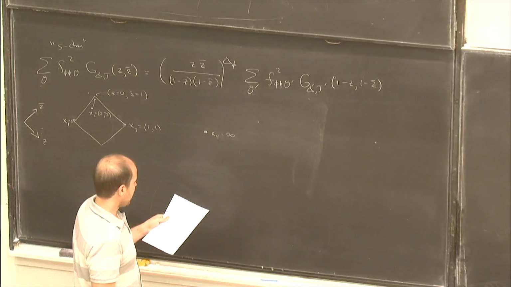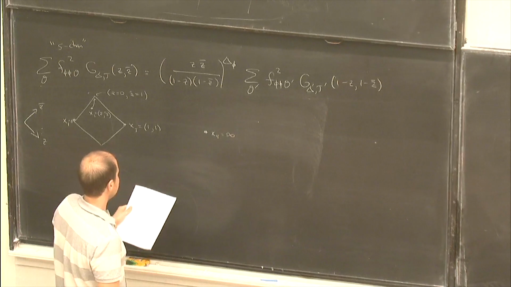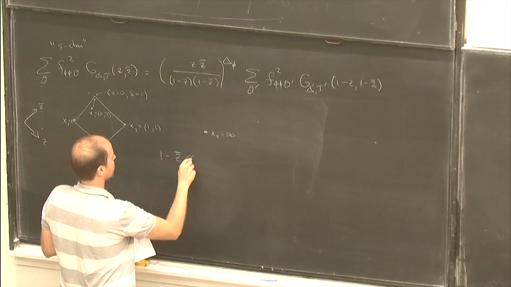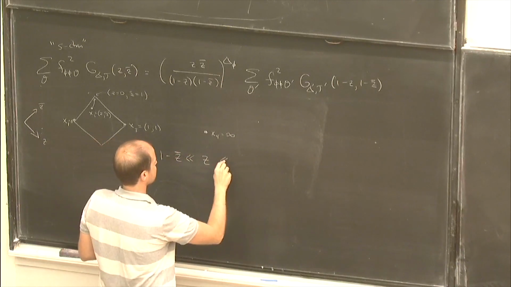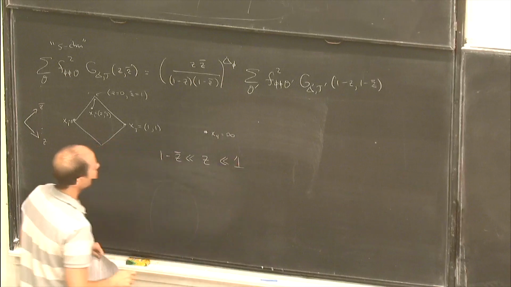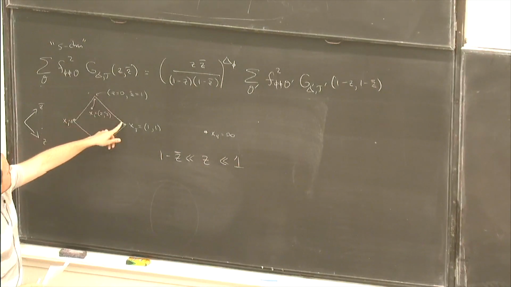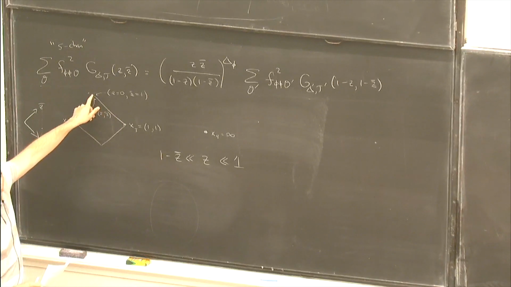So we're actually going to study a very particular limit in this configuration. We're going to study the limit that 1 minus z bar is much, much less than everything else, in particular much less than z, and z is much less than 1. So in this limit, the first thing that's happening is this point is approaching this line, and then from this line, it's approaching the corner.